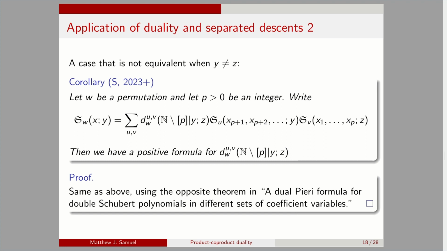Now this would be equivalent if y and z were the same, or if they were both 0. But if y is not equal to z, we have to go out of our way to get the opposite formula, where A is p plus 1 through infinity, and B is x1 through xp. So we get the positive coefficients. Again, they're separated descents, but in the opposite direction using the dual Pieri formula.